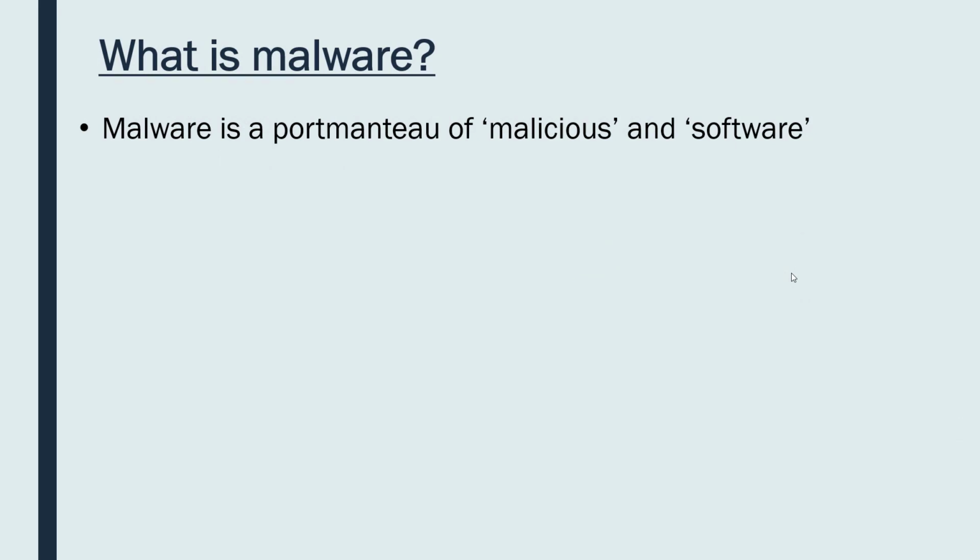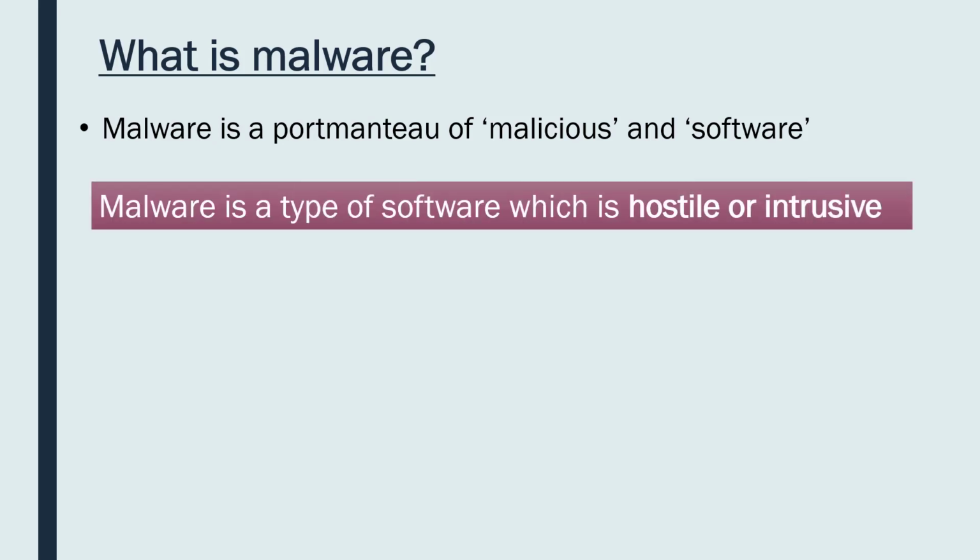So malware is a portmanteau, which means a combination of two words, of malicious and software. So we've got the mal from malicious and the ware from software. Malware, malicious software. So as a definition, malware is a type of software which is hostile or intrusive. So software is a category and malware is a subcategory of software. So I've said hostile or intrusive. Let's break apart both of those words.